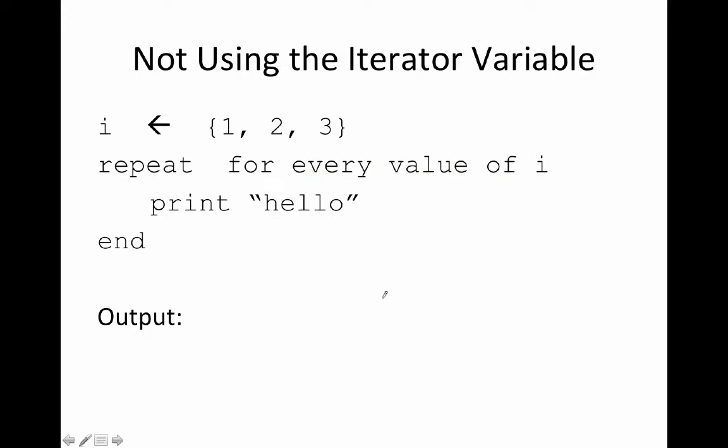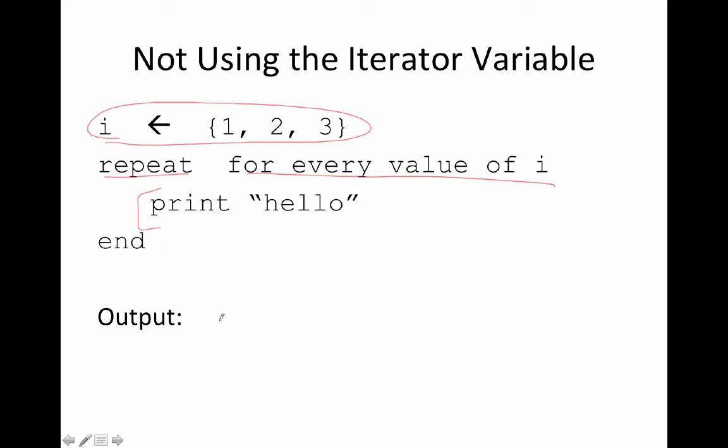And sometimes the iterator variable is not used in the loop. It's just used as a way of saying how many times we're going to repeat the action. So in this case, I'm saying that I is going to go through the values 1 and then 2 and then 3. And the loop says we're going to repeat for every value of I the action of printing hello.